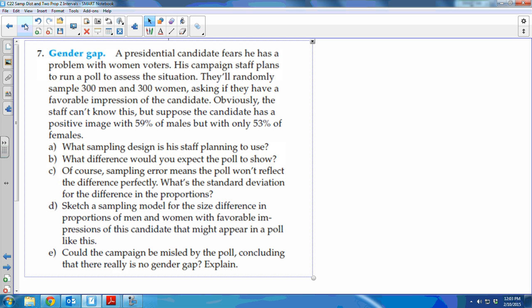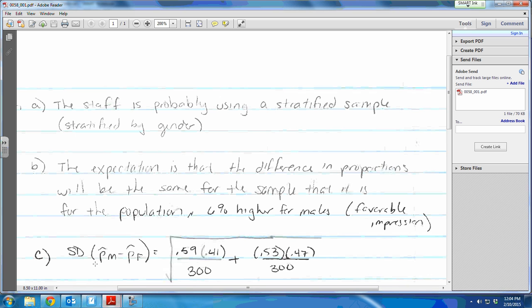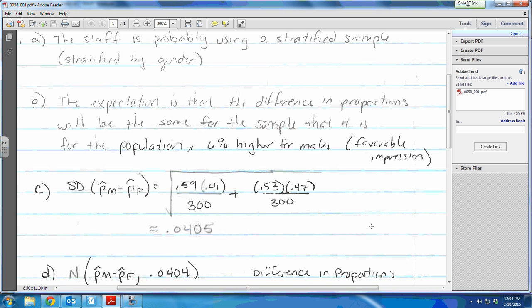All right. In part C, of course, sampling error means the poll won't reflect the difference perfectly. We knew that. What's the standard deviation for the difference in the proportion? All right. So how do you find the standard deviation? That long formula we just talked about. So it's going to be, I'll just show you because you guys all know who it is. There it is, right there in the middle, right? Now, please notice my notation. It is going to be very important that you show which group you are subtracting from which, right? Because the order matters when you're subtracting, okay?